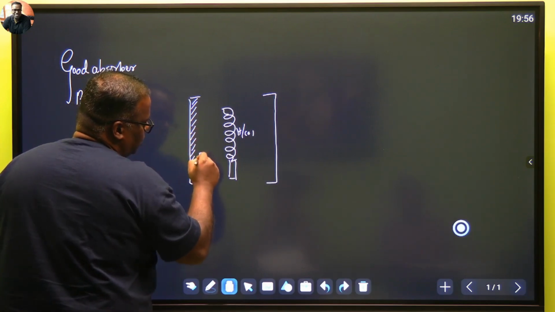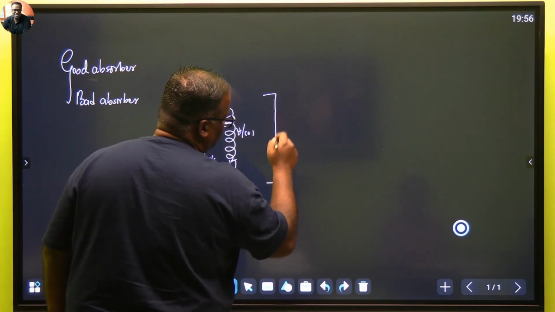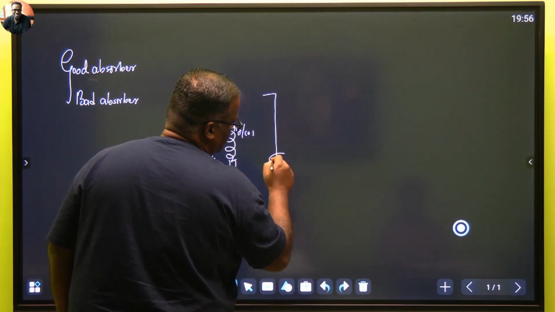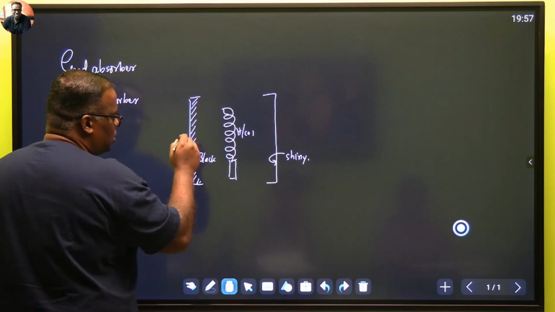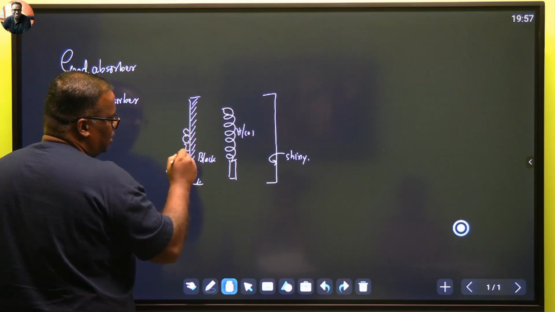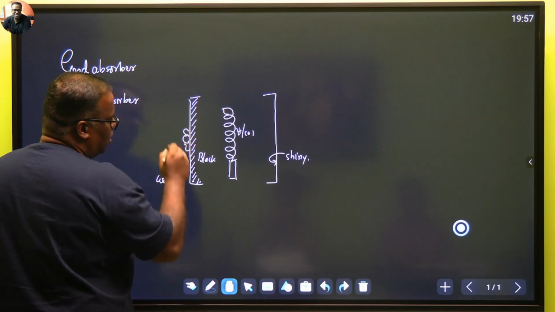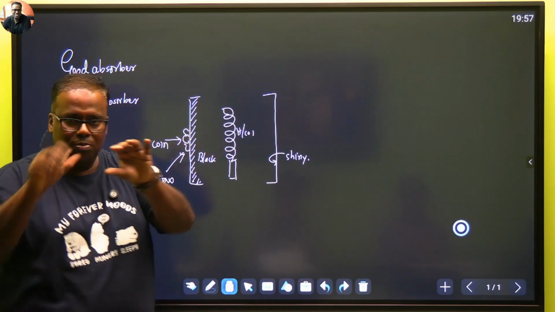This is black coated, and this is coated. This is uncoated. So this is, say, the shiny one. And they have put some coin out here, and they have fixed the coin with paraffin. Paraffin means wax. और यहाँ पे coin रख दिया है, one coin. Have you understood? Coin को paraffin से लगा दिया.